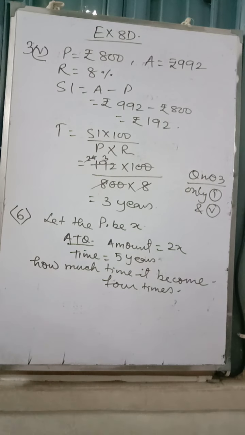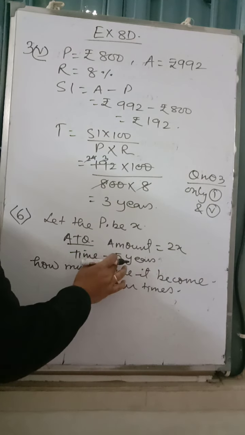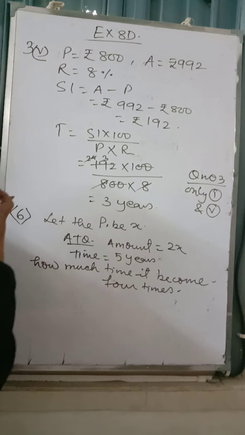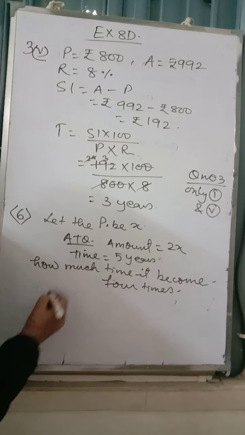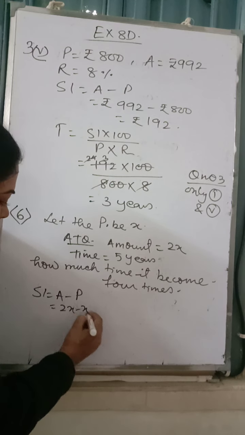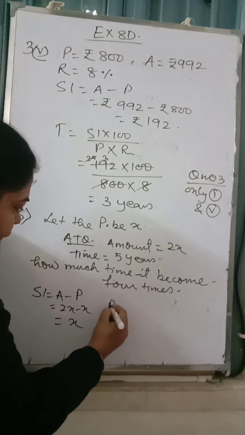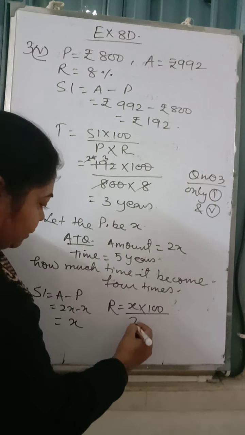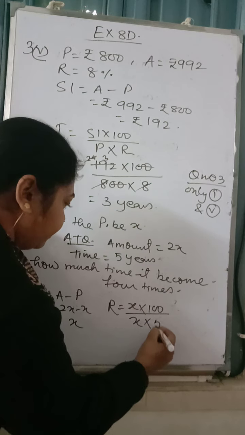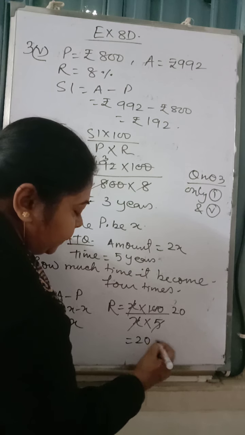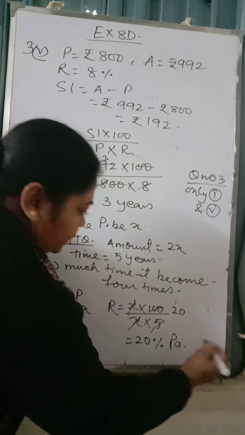Here we have 2 questions. In the first case, we have to find the rate of interest, and in the second case, we have to put that rate of interest in to get the time. Now, SI is equal to A minus P. So 2x minus x. So the rate of interest will be SI into 100 by principal into time. So we have got 20% per annum as the rate.